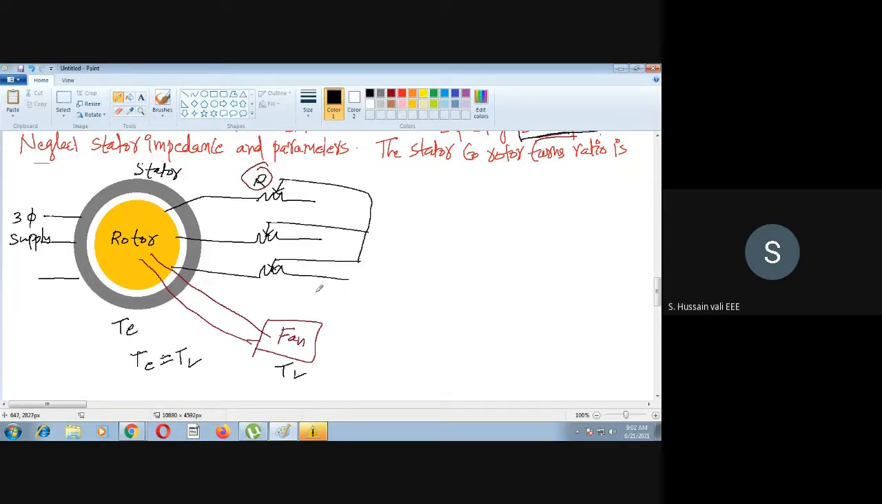In case of the fan, what is the relationship between load torque and its speed? This is important. How do you know this thing, what is the relationship between load torque and the speed? It is a relationship K n square.